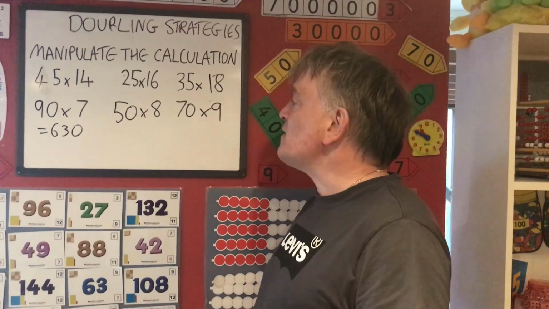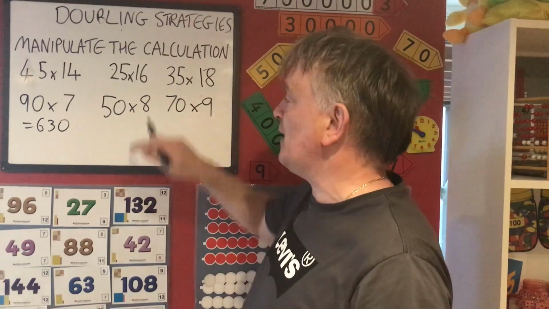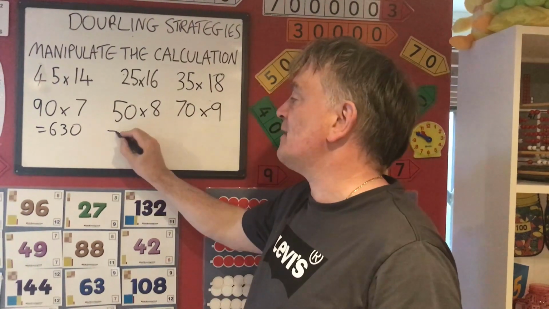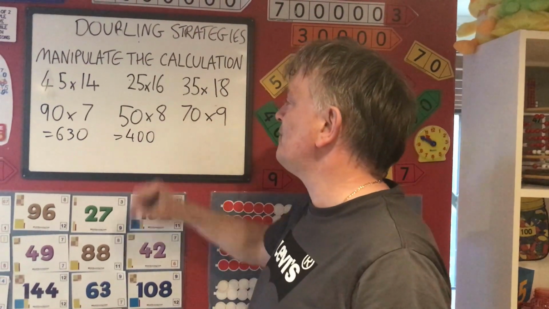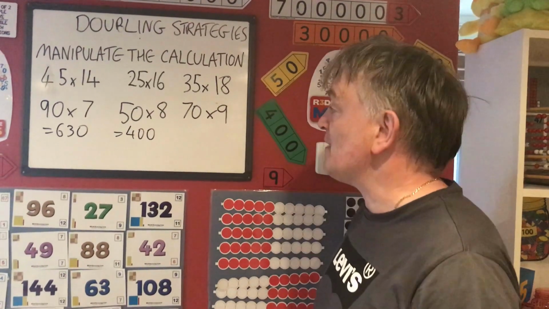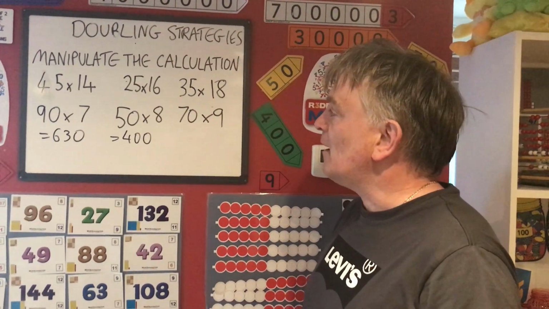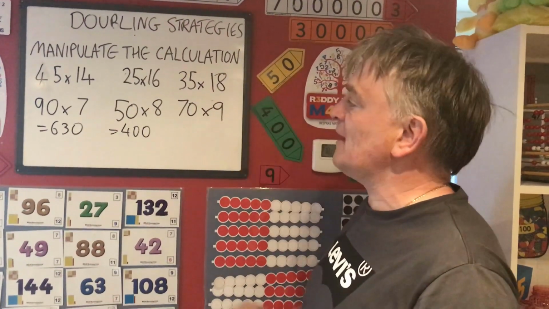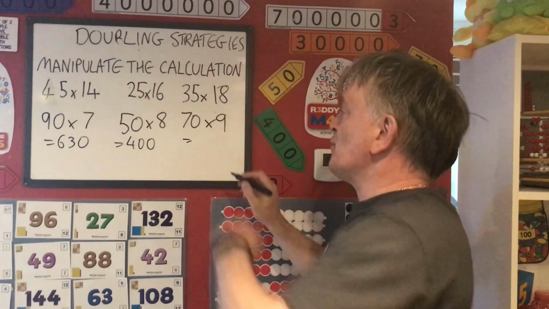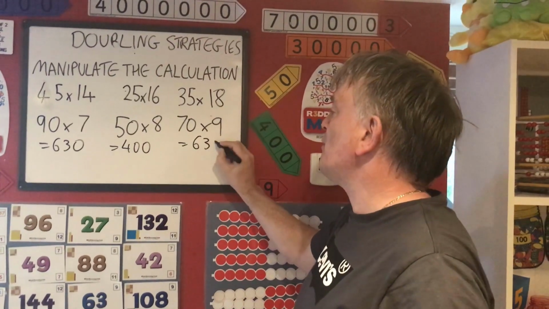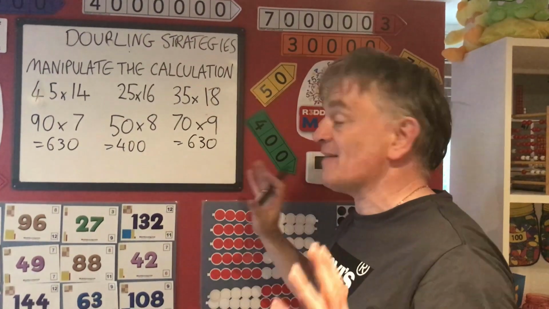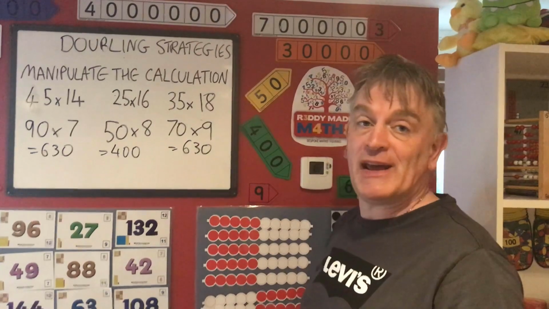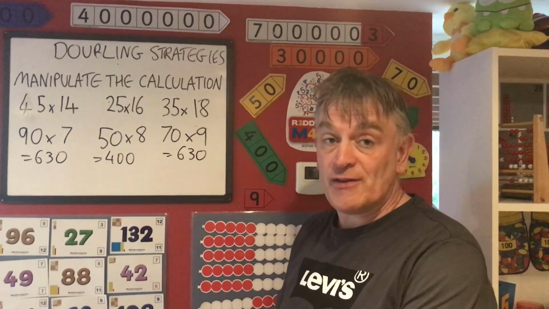Exactly the same. 25 times 16 doubles up to 50 and halves to 8. 50 times 8, 400. And this one, 35 times 18, again, we double the 35 to get 70. We halve the 18 to get 9. And again, as with the first one, we end up with a product of 630. How easy is that compared to a long multiplication or any other strategy?